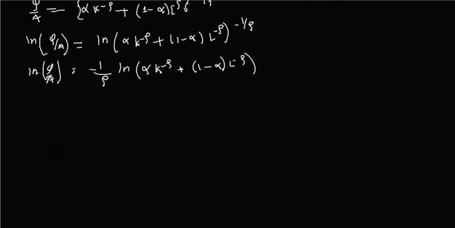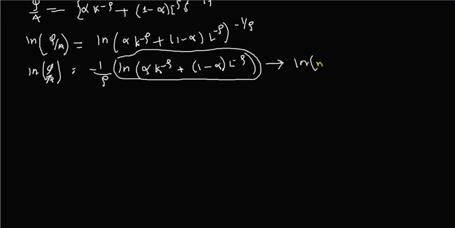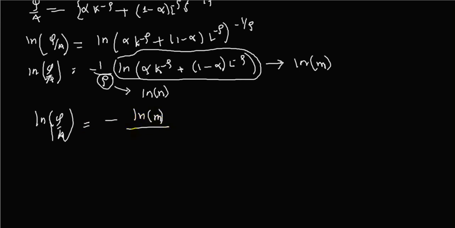Now I will simply suppose that this numerator part is equal to ln m, and I will assume this part as ln n. So now I can write ln Q by A equals minus ln m divided by ln n.